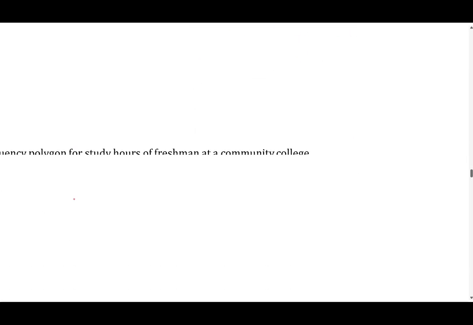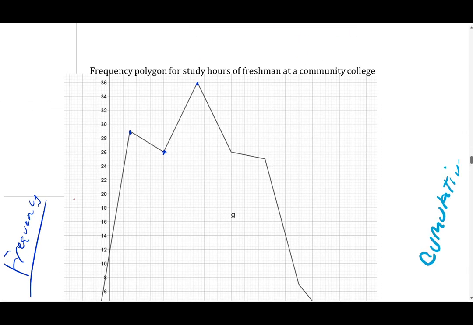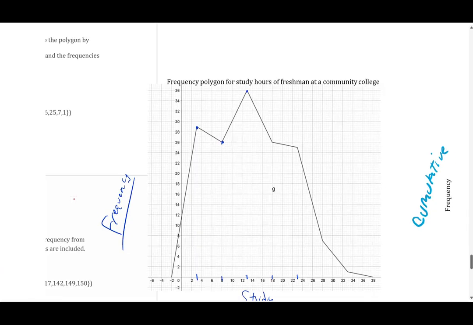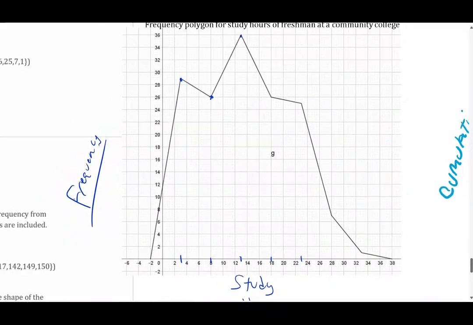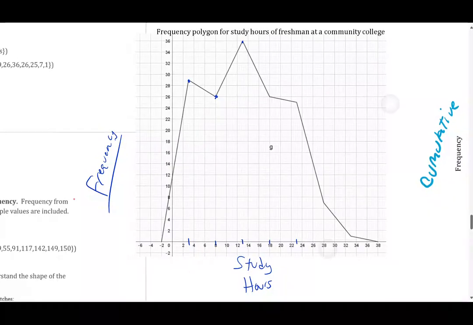Or the horizontal axis is another way of saying that. So here's what our graph would look like. We have our study hours as the label of the horizontal axis. We have a label of the graph: this is the frequency polygon for study hours of freshmen at a community college. We have the frequency as the vertical axis here.